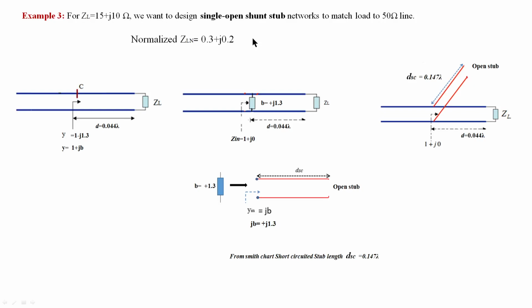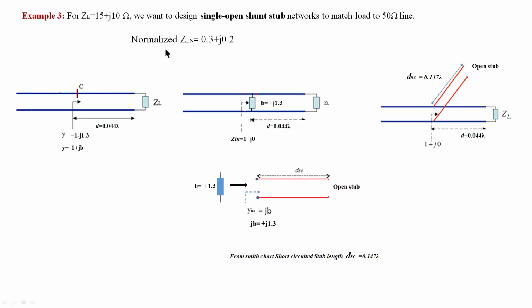We want to design a single open shunt stub, so we have to use an open shunt stub to match this load to a transmission line of 50 ohm. This is a 50 ohm transmission line, and the load value is given. You should use an open shunt stub. The characteristic impedance of 50 ohm is given.